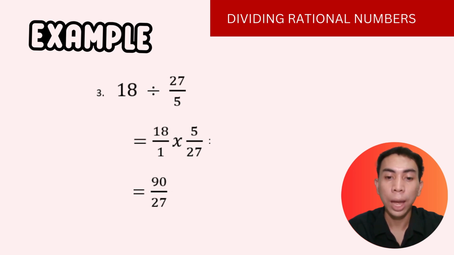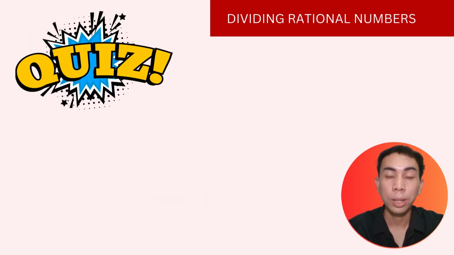As you can see, we have a GCF of 9, so we can divide both the numerator and the denominator. 90 divided by 9 is equal to 10. 27 divided by 9 is equal to 3. So we'll have the final answer of 10 over 3. Now it's time for you to practice. You can pause the video to answer.